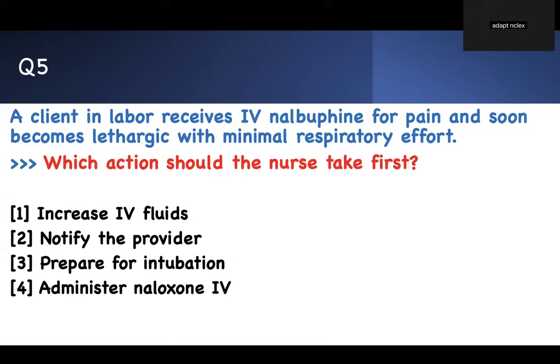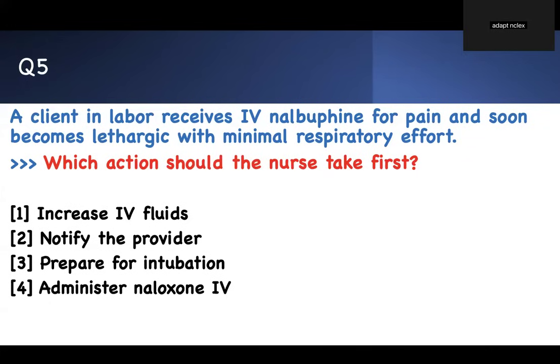I've given you the medication, Nalbuphine, and the patient is lethargic and the respiratory effort is minimal. That means the patient is having a side effect of that medication. What would you do? If you don't know what Nalbuphine is, I've given you a clue: lethargic, respiratory effort. What will you give them? IV fluid? Let the provider know? Intubate the patient? Or give them naloxone? What do you think? 10 seconds. Pick an answer. Write it down.